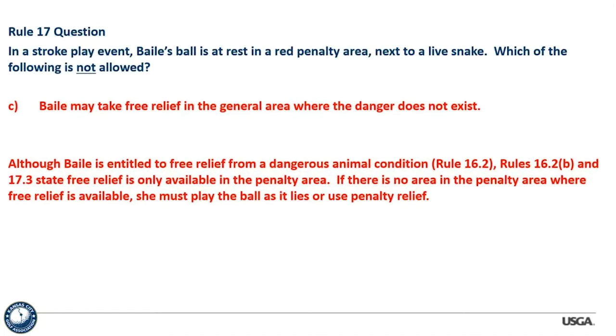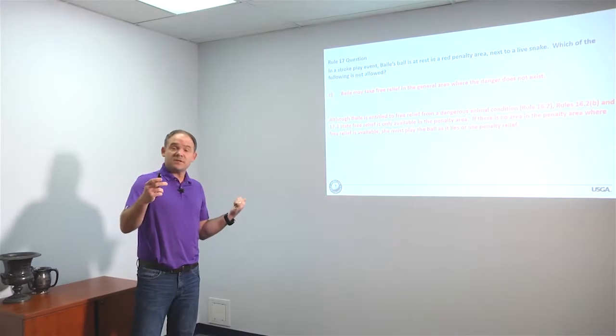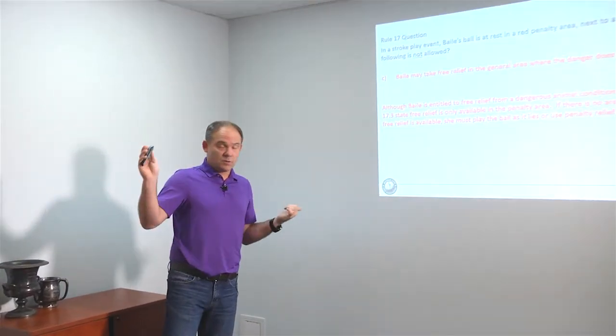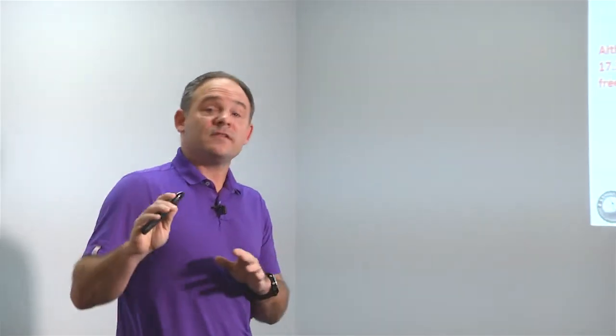So she can move the snake with her hand or a club, which if she wants to do, more power to her. I don't want to see her do it. I'm not going to do it, but that's up to the player. Okay? She can also take free relief inside of the penalty area for the dangerous animal situation. She can find a spot within that penalty area that is no nearer the hole and drop inside the penalty area. Or D, she can proceed directly underneath the penalty area rule and go ahead and take her penalty relief. But she's not allowed free relief outside of the penalty area for this condition.